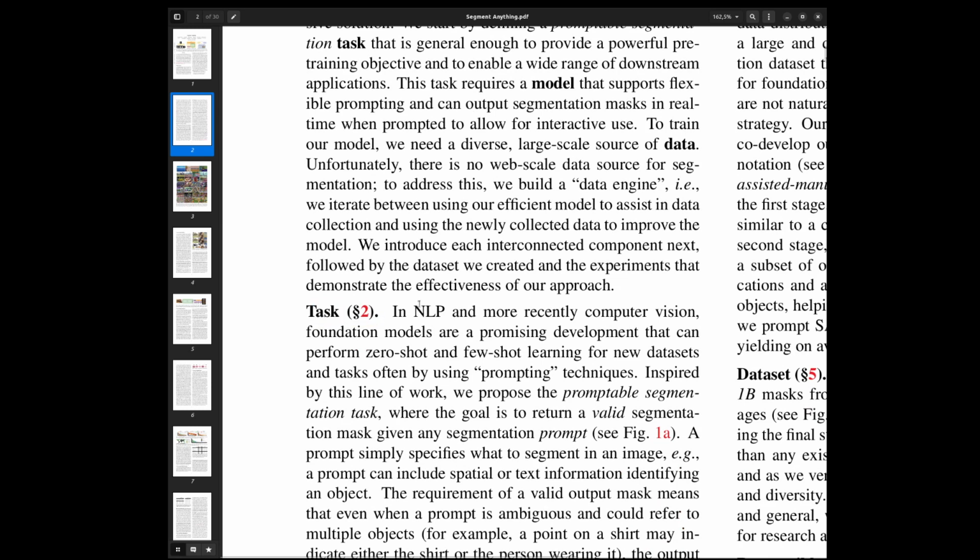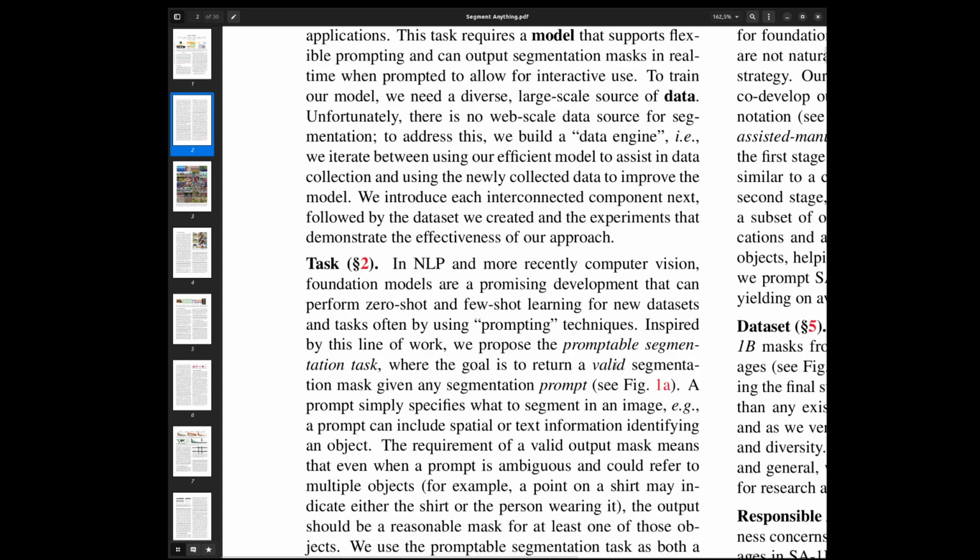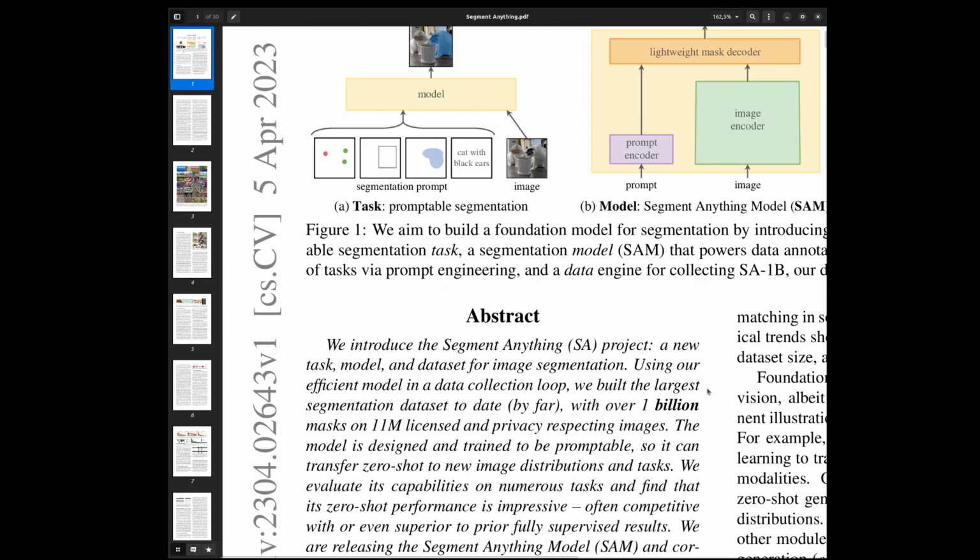Task. In NLP and more recently computer vision, foundation models are a promising development that can perform zero-shot and few-shot learning for new datasets and tasks, often by using prompting techniques. Inspired by this line of work, we propose a promptable segmentation task, where the goal is to return a valid segmentation mask given any segmentation prompt. See figure 1a, which I guess is here.